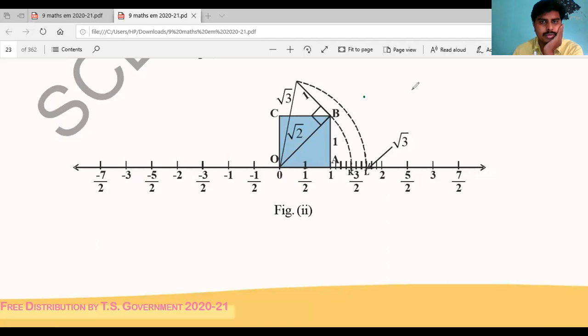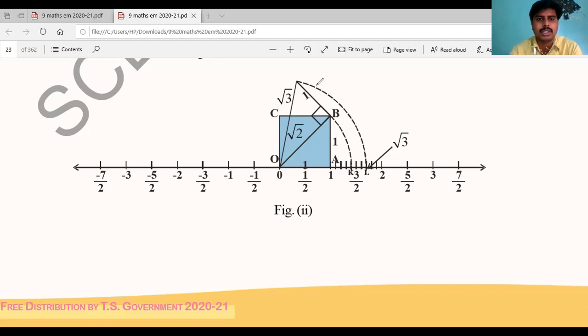Sir, I can't understand from the right angle triangle. In how root 3 or root 2? Root 3. In root 3 you didn't understand, right? Yes, sir. Okay. Is it clear up to root 2? Yes, sir. Root 2 is clear, right? Yes, sir. Okay. So from there, actually the thing is, why are we taking all these things here?